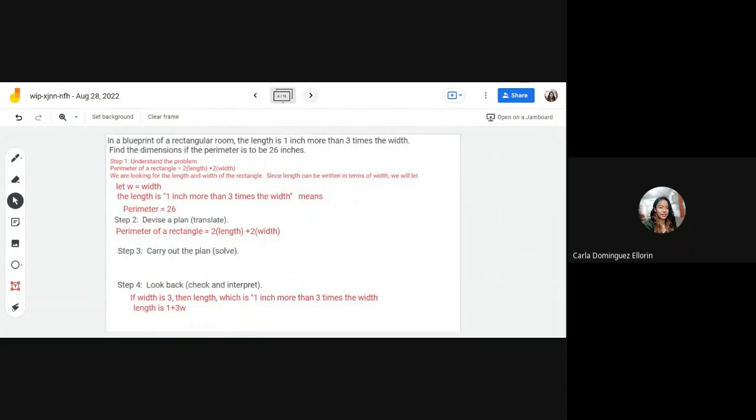Now I proceed to skill building activities in your modules. Let's have the first example. So, example number 1, in a blueprint of a rectangular room, the length is 1 inch more than 3 times the width. So, find the dimensions if the perimeter is to be 26 inches. So, review tayo in getting the perimeter of a rectangle. Oh, it's a rectangle. Okay.